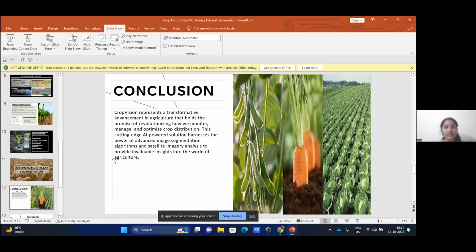So in the end, conclusion: Crop Vision represents a transformative advancement in agriculture that holds the promise of revolutionizing how we monitor, manage, and optimize crop distribution. This cutting-edge AI-powered solution harnesses the power of advanced image segmentation algorithms and satellite imagery analysis to provide invaluable insight into the world of agriculture.